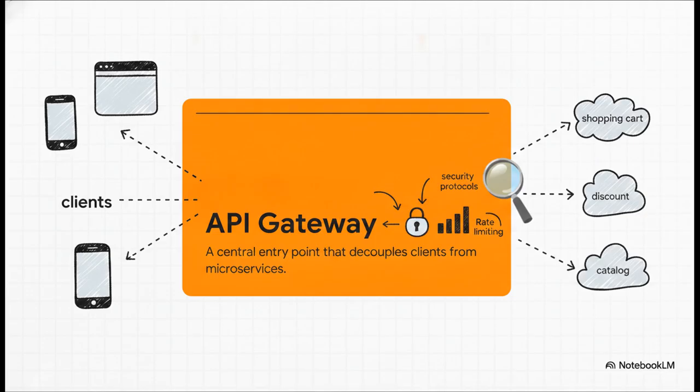Think of it like a reverse proxy, a smart middleman, if you will, that beautifully decouples your clients from the microservices underneath. So instead of a mobile app trying to manually memorize the exact addresses of the shopping cart, the discount service, and the catalog, it just talks directly to the gateway. The gateway abstracts away the whole shebang, effortlessly handling dynamic routing, enforcing security protocols, and managing rate limiting.